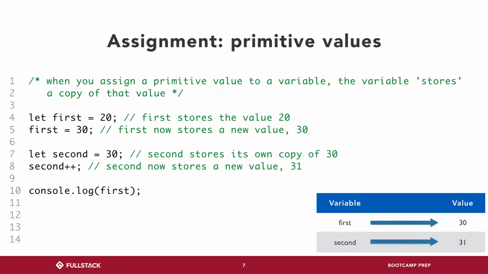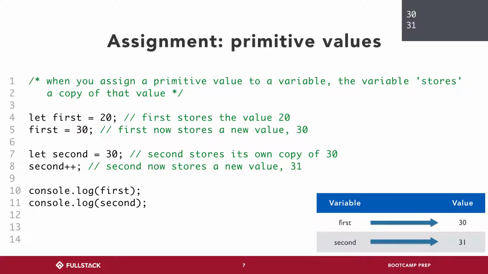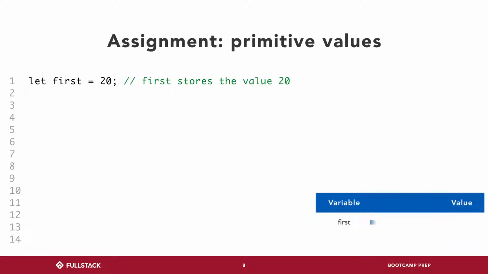So what if I said console log third? What would it log out? Undefined, yeah, our scope only has first and second on there. So third doesn't exist, it's not defined, it has no value, it's undefined.